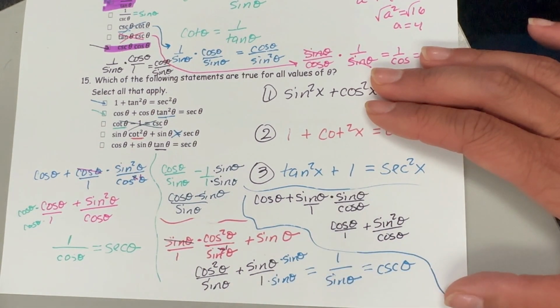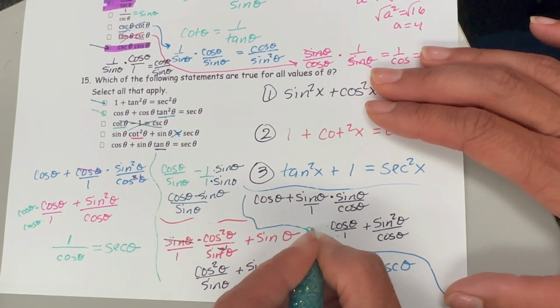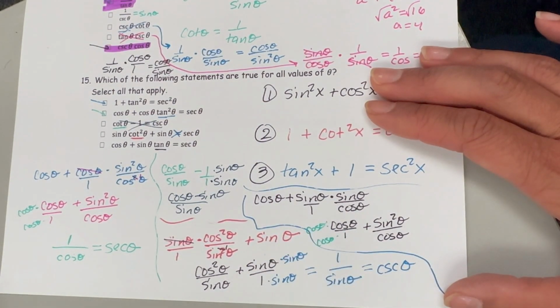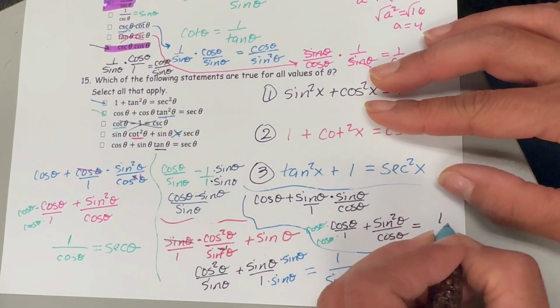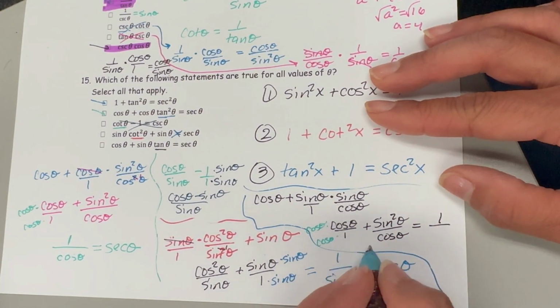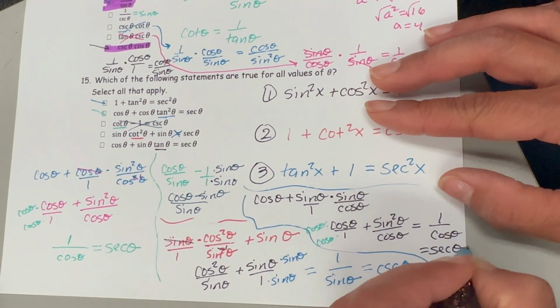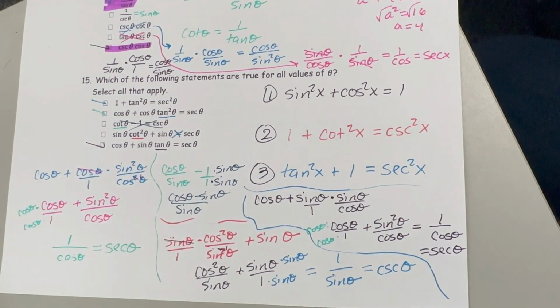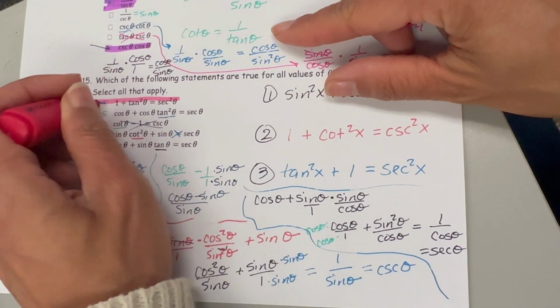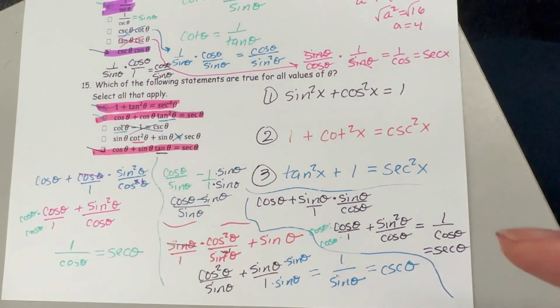We need to get a common denominator. It needs to be a cosine, so multiply by cosine top and bottom, and we'll get that cosine squared in the top. So cosine squared plus sine squared is 1, and our denominator is cosine, and 1 over cosine is secant. So that one works. So that one had 3 correct answers: the first one, the second one, and the last one. And that's it. Have a good one, you guys.